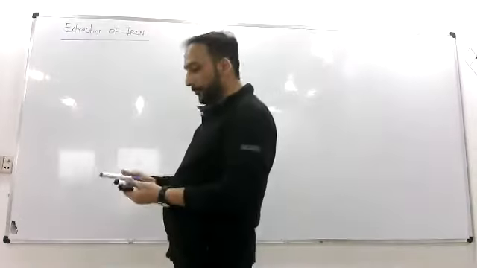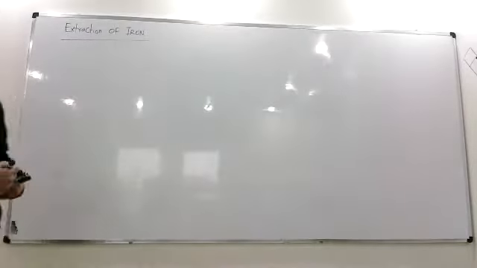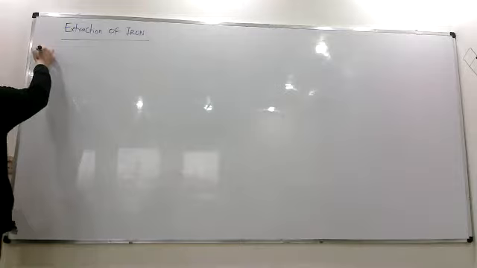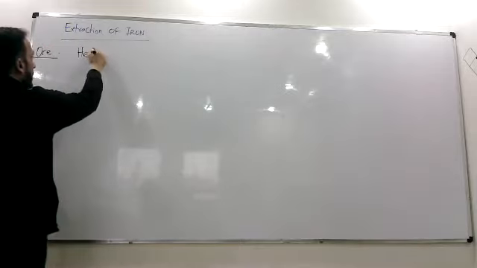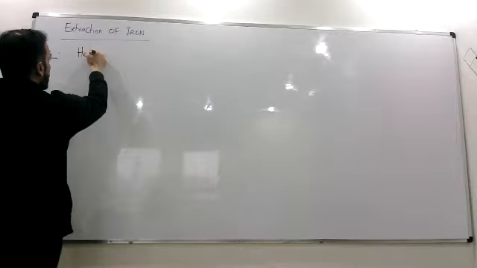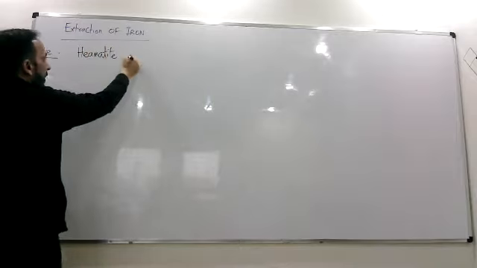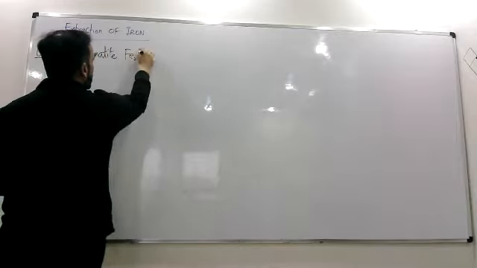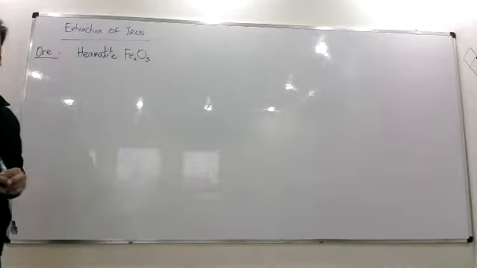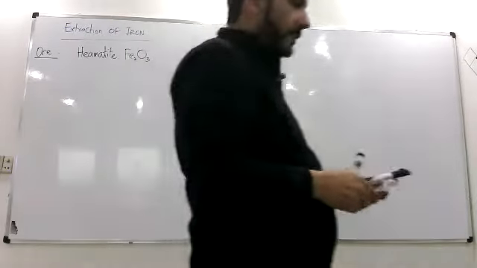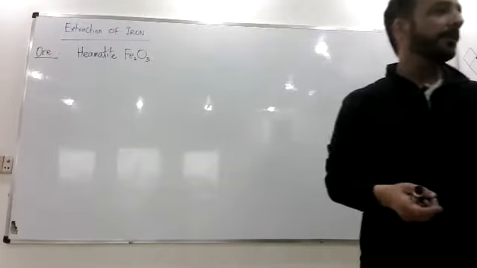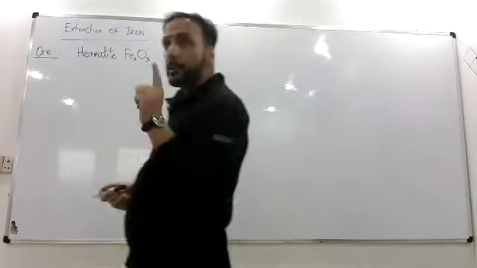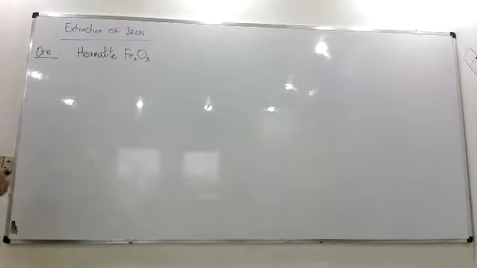So let's start first with ore. The ore for the extraction of iron is hematite, which is Fe2O3. And in fact, in many cases like iron, for instance, we have multiple ores that we can use. So hematite is the major ore that is used for extraction of iron.